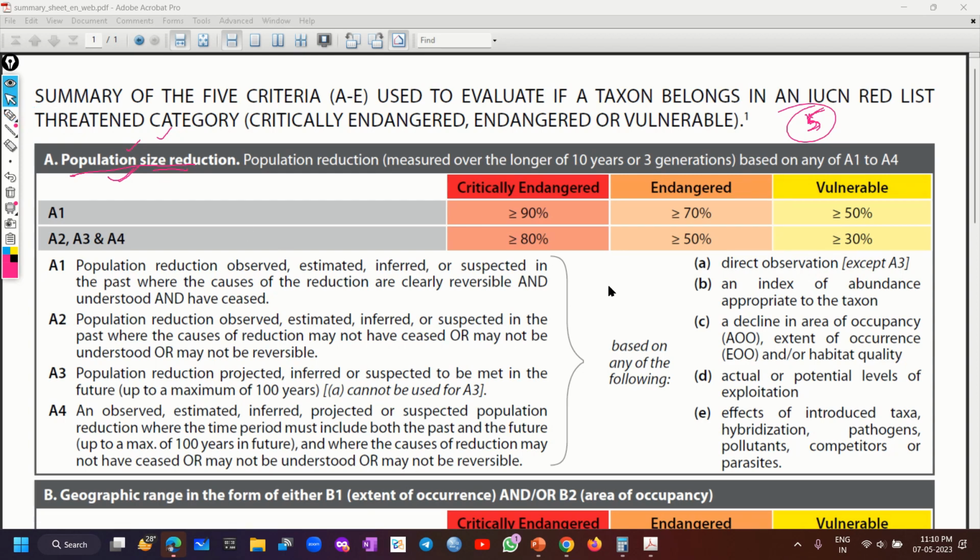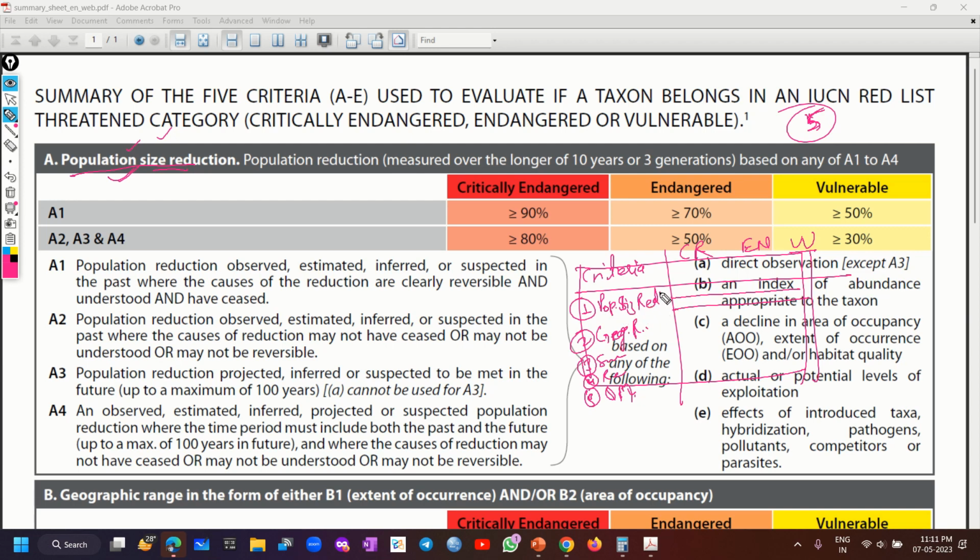I'm just suggesting how you can write. Draw a table in this way. Here write the criteria. Here write critically endangered, endangered, and vulnerable. Now write these things. First, population size reduction. Second, geographical range. Third, small population. Fourth, restricted area. Fifth, quantitative measure. And then write their number.